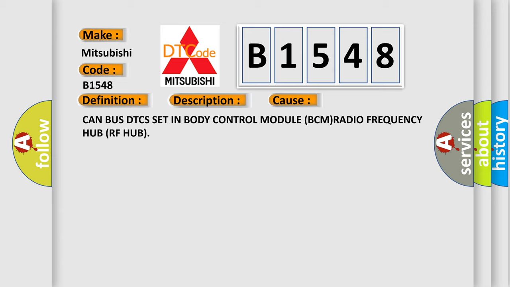This diagnostic error occurs most often in these cases: CAN bus DTCs set in body control module BCM, radio frequency hub RF hub.